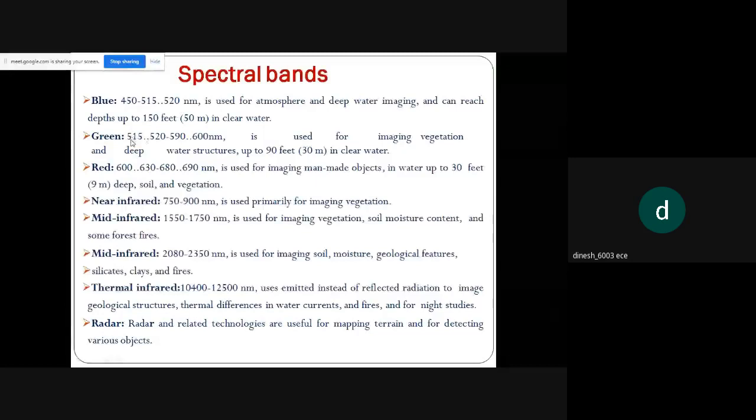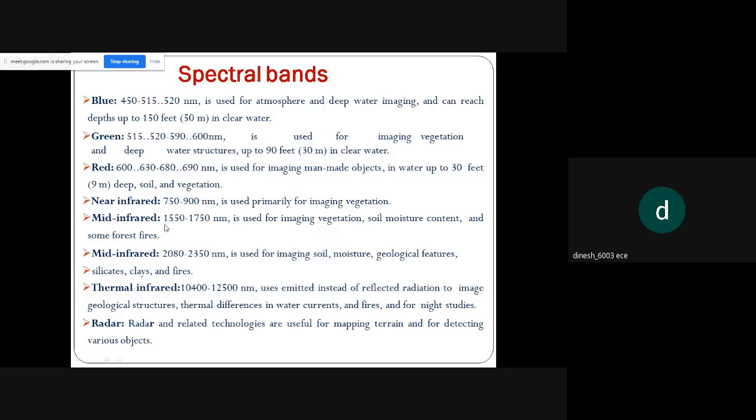Green, 515 to 600 in that range, is used for imaging vegetation and deep water structures up to 90 feet, 30 meter, which is in clear water. Red, 600 to 690 nanometer, is used for imaging man-made objects in water up to 30 feet, which is 9 meter depth, soil and vegetation that can be obtained. So 750 to 900 nanometer is used primarily only for imaging vegetation.